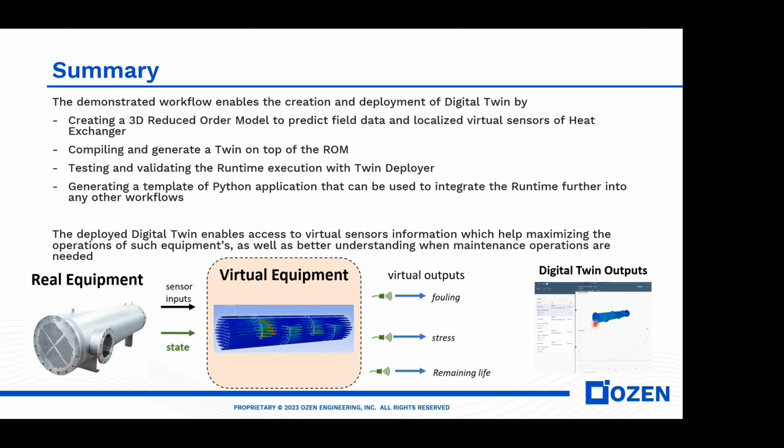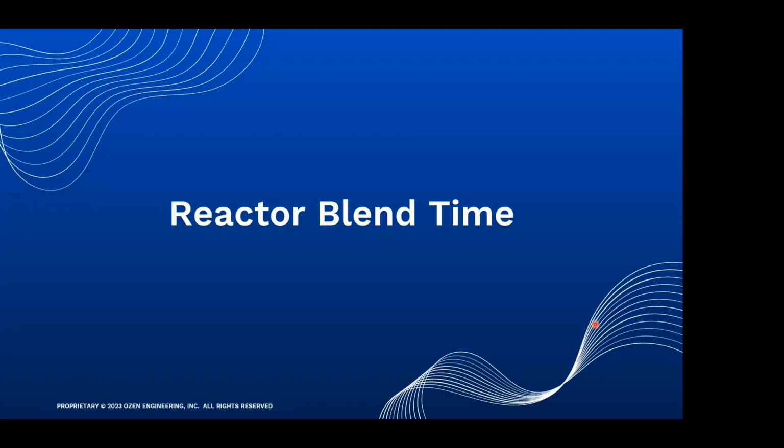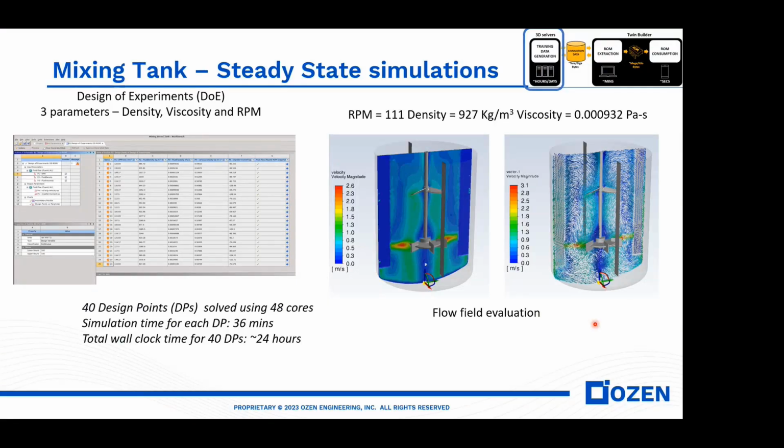Next will be this, one of the most important equipment. Next is another way of applying digital twin to find out the reactor blend time. So this is again a case which was studied, I think, 3-4 years back. It was also presented in the Ansys user conference.